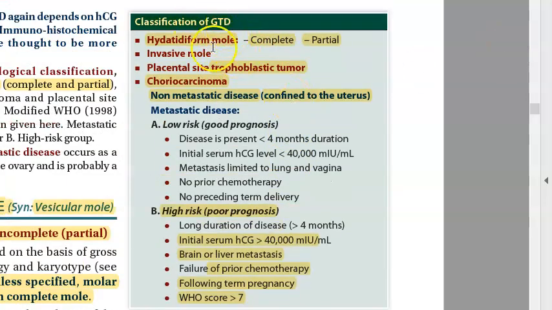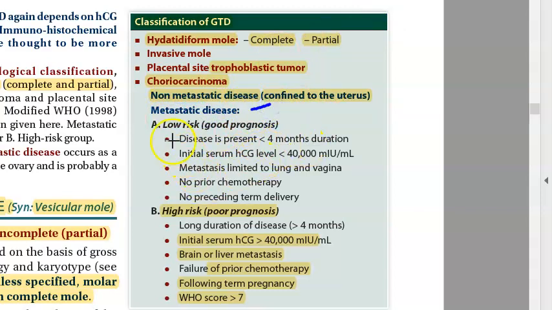Classification of gestational trophoblastic disease from your textbook. Basically, hydatidiform mole, complete or partial it can be. This is a benign condition. Now coming to the other side where they're talking about neoplasm kind of thing. You have invasive mole, which is locally invasive. Then you have the choriocarcinoma, and then you have the placental site trophoblastic tumor, which makes human placental lactogen, right? It doesn't make HCG. Now coming to choriocarcinoma, you have two types, non-metastatic and metastatic. Anyways, we will concentrate on the metastatic one.